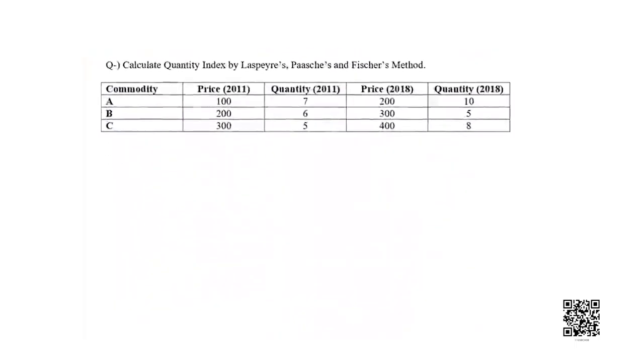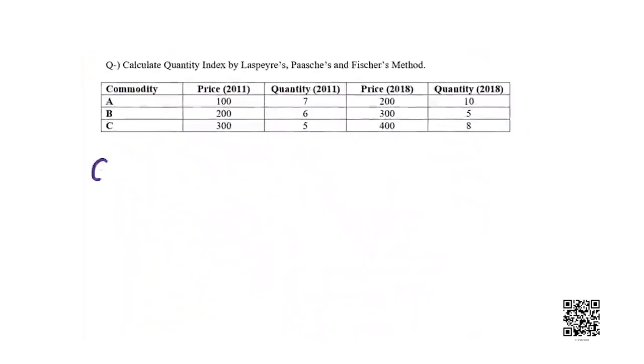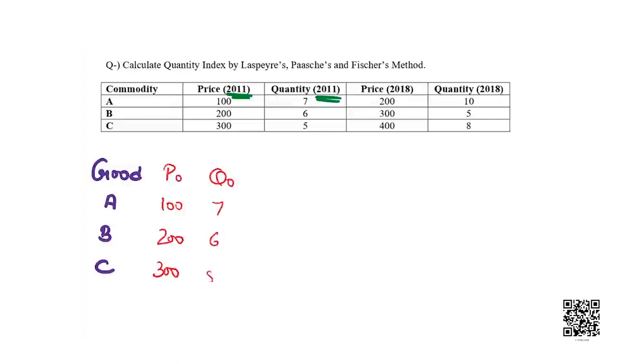Now, let us again calculate the quantity index by Laspeyres', Paasche's and Fisher's method. So we have goods as A, B and C, taking 2011 to be the base year and 2018 to be the current year. We have the prices of the base year as 100, 200 and 300, quantities of the base year as 7, 6 and 5. Similarly, we have the prices of the current year as 200, 300 and 400, and quantities of the current year as 10, 5 and 8.